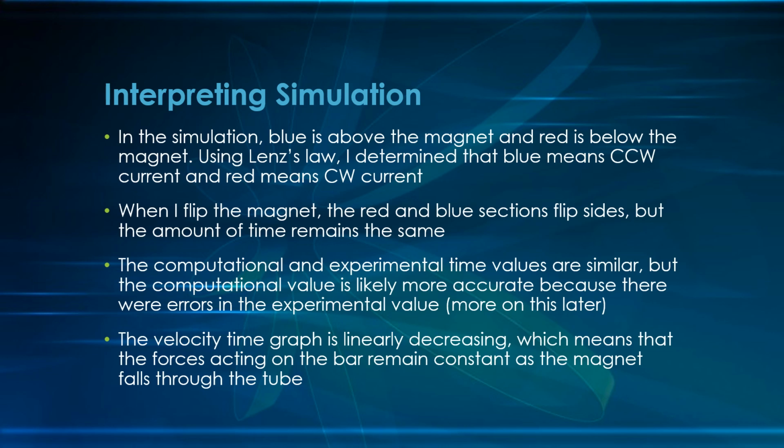The computational and experimental time values are similar, but the computational value is likely more accurate because there were errors in the experimental value. I'll talk more about this at the end. And the velocity time graph is linearly decreasing, which means that the forces acting on the bar remain constant as the magnet falls through the tube.